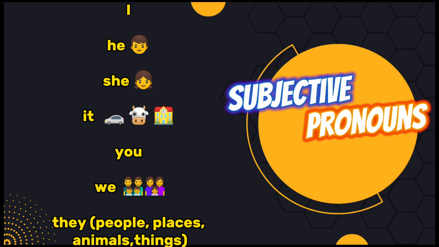The next one is you. You means you. We means other people and me. For example, I sing, you sing, and we sing. And the last one is they. They means many people, places, animals, or things. If there's more than one, we use the subjective pronoun they.